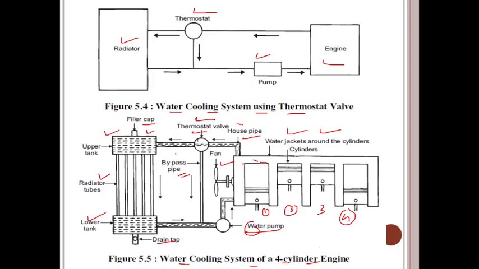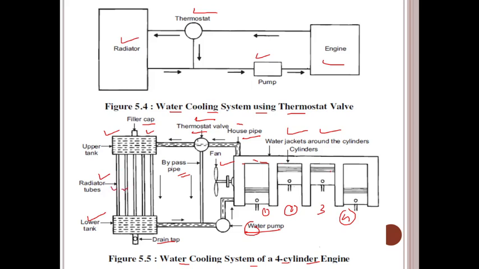This is the bypass pipe. The thermostat valve controls or regulates the flow of water, and the engine is cooled with the help of this water. Then there is the radiator tube. We know the function of the radiator.